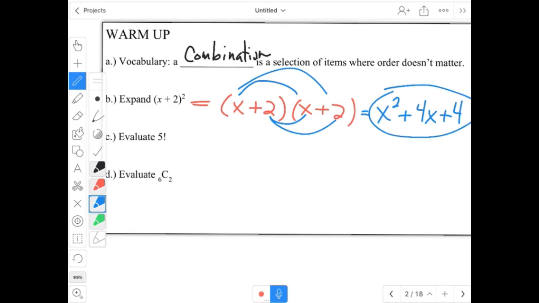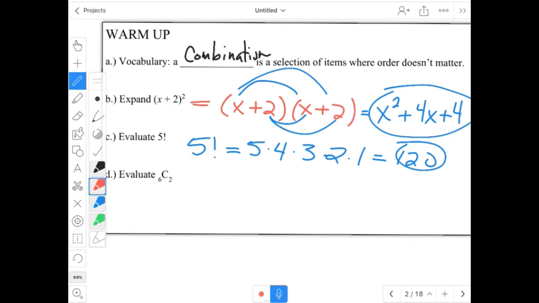C, evaluate 5 factorial. Remember, factorials are multiplying, so we'll start at 5 and we're going to multiply by every number before that all the way down to 1. So this is going to be 5 times 4, which is 20, times 3, which is 60, times 2, which is 120, times 1, which will stay 120. So 5 factorial is 120.